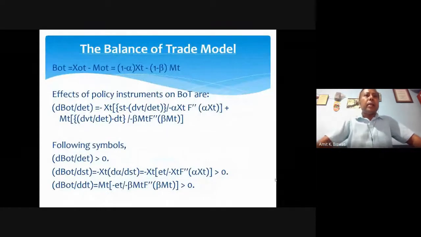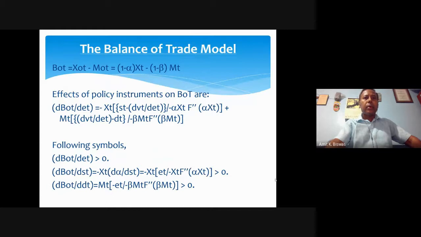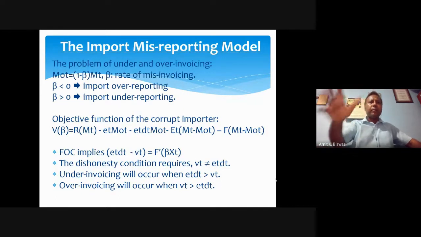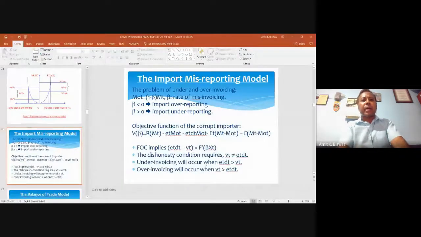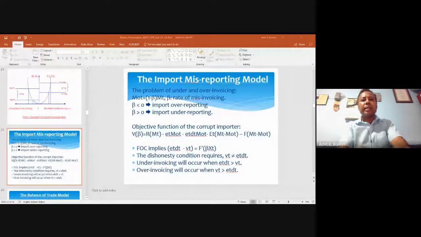Now again, I very quickly tell you the signs of the partial derivatives. Now, what should happen to beta? You tell me. If DT goes up, if tariff goes up, should Himadrija increase her underreporting or not?